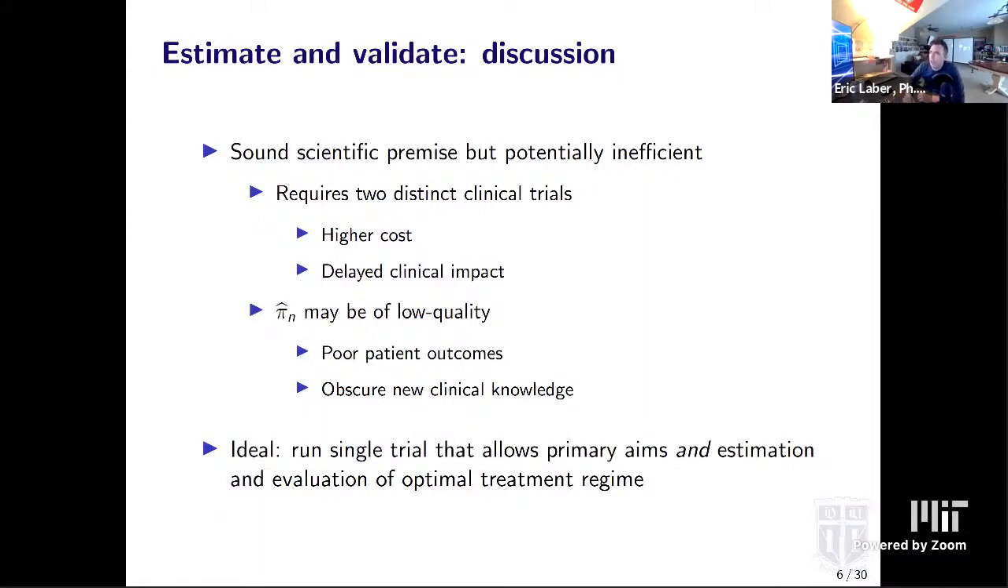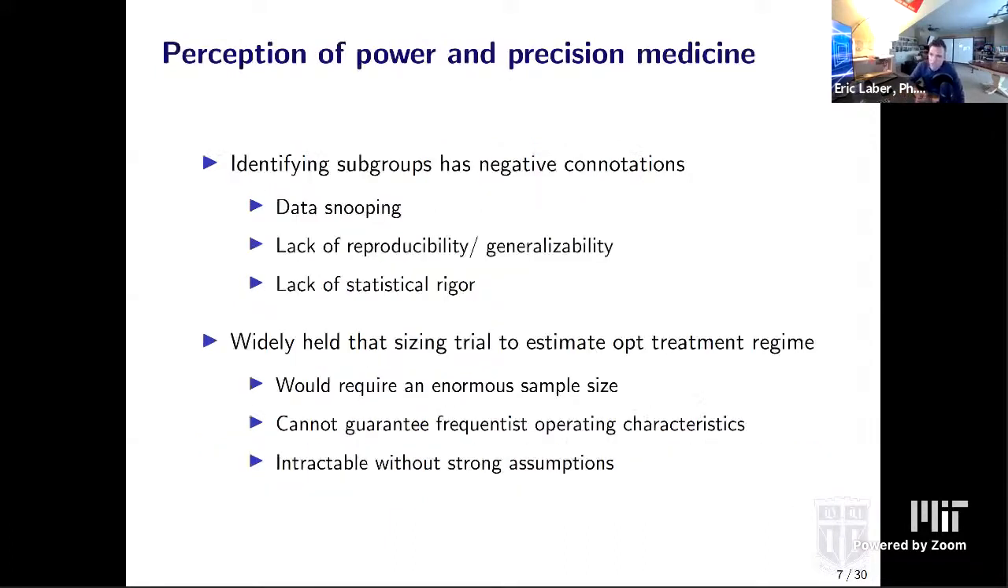Okay, so why has this not been done before? Well, one reason is that the idea of estimating a personalized treatment strategy is very closely related to the identification of subgroups. And in fact, there's a correspondence between, if the optimal rule recommends treatment one, then that is the subgroup of people who will do better on treatment one than the alternative, right? And so, of course, that's associated with things like data snooping and a lack of reproducibility or generalizability, a lack of rigor.